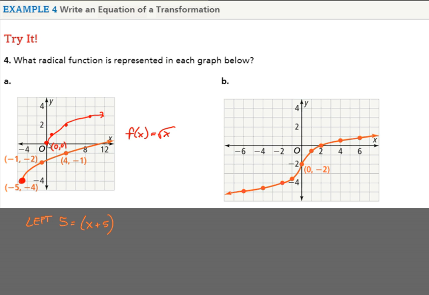And how has it been moved down? This point is at 0, 0. It's been moved down 4. So it's going to be down 4, which is just a minus 4 on the outside.